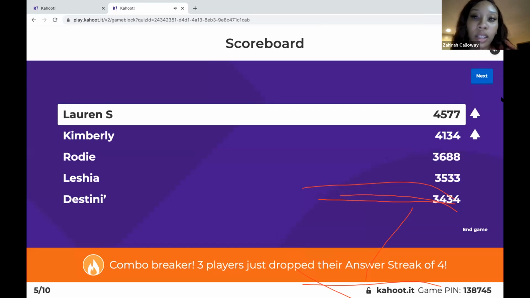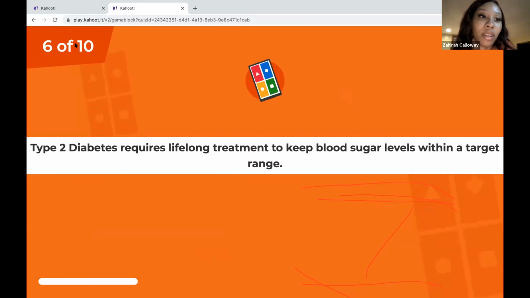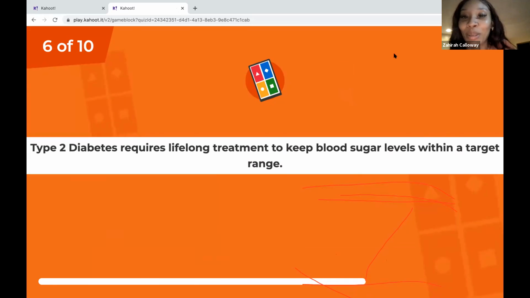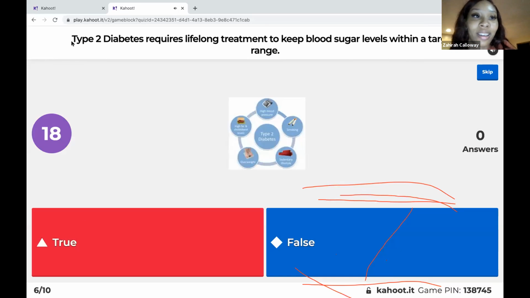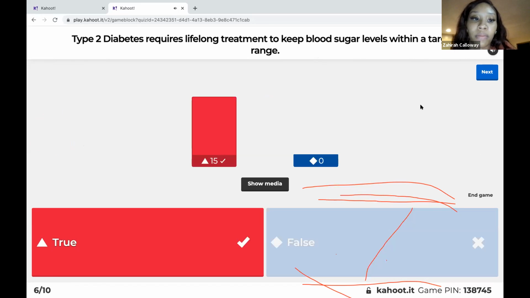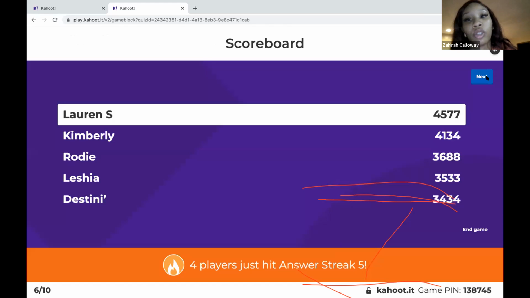Okay, Lauren S. is in the lead and Kimberly's coming through with the upset. You gonna let them have that, Rhodey? Type 2 diabetes requires lifelong treatment to keep blood sugar levels within a target range. True or false? Yes, the correct answer is true. Type 2 diabetes requires lifelong treatment to keep blood sugars within a target range.